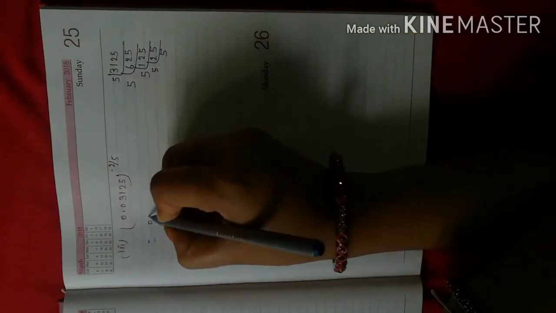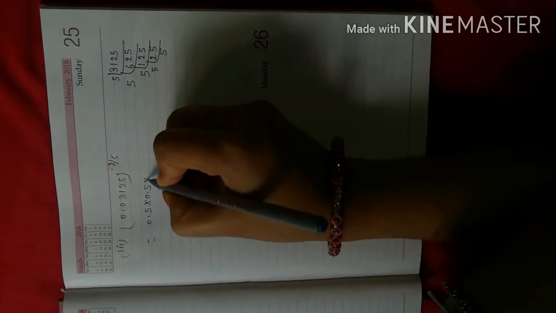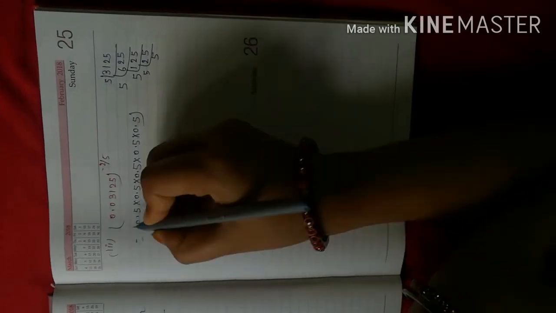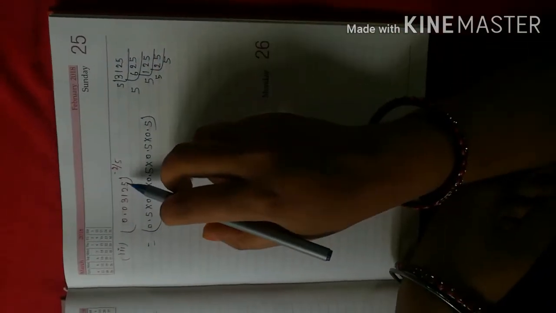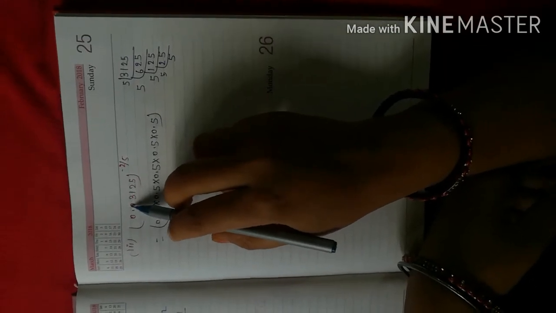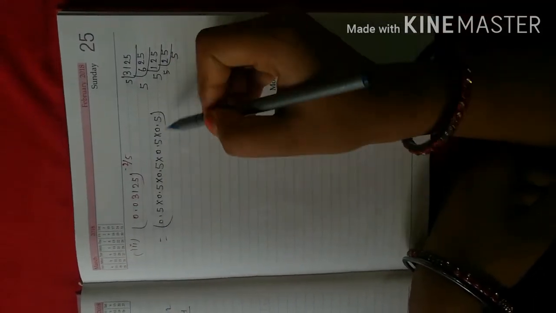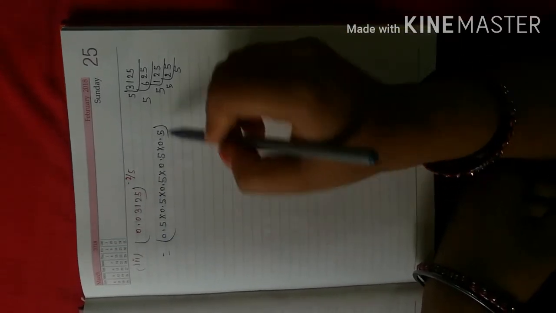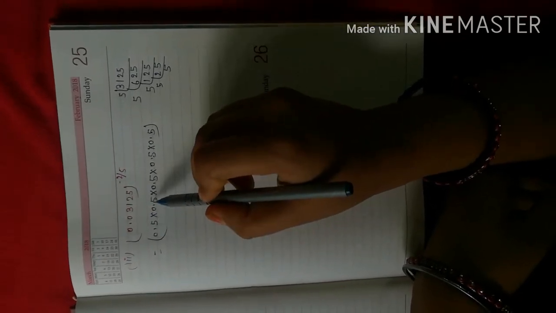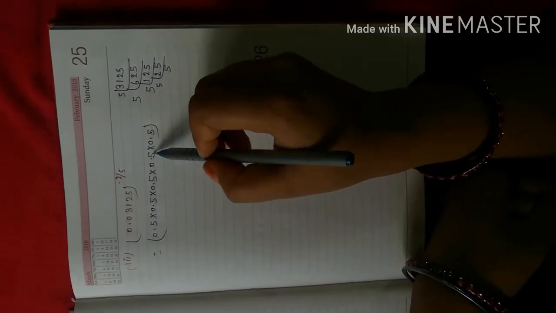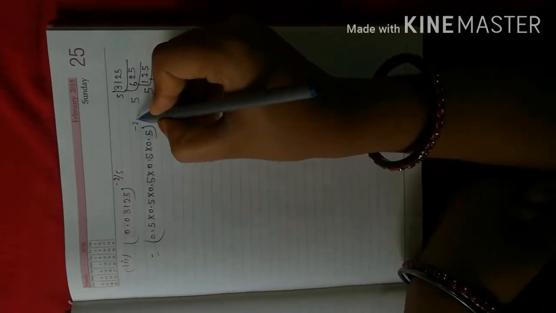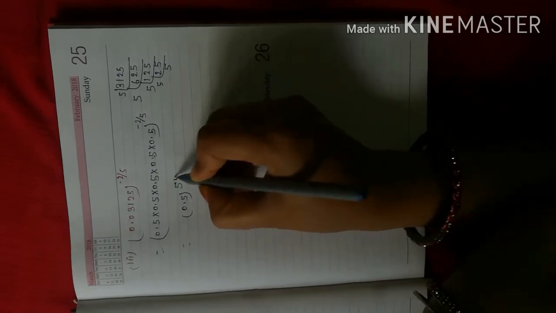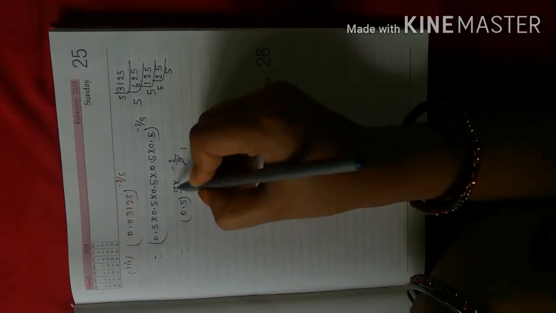So we can write 0.5 into 0.5 into 0.5 into 0.5 into 0.5. Why have I written 0.5? Here you can see after 1, 2, 3, 4, 5 digits the decimal is given, so we will write the decimal after 5 digits. That's why I have written it as 0.5 into 0.5 into 0.5 into 0.5 into 0.5 whole to the power minus 2 by 5. Now we can write 0.5 whole to the power 5 into 2 by 5. These 5 will be cancelled.